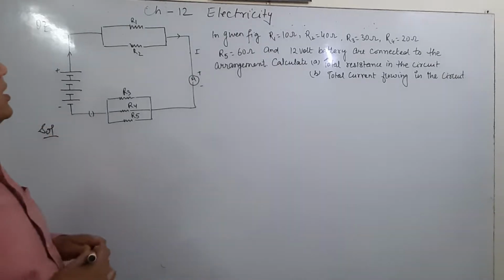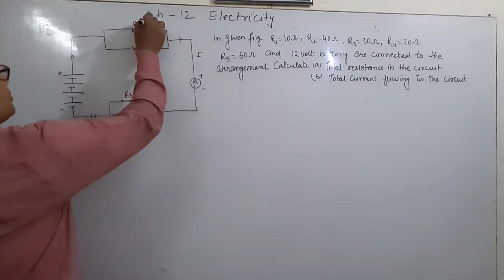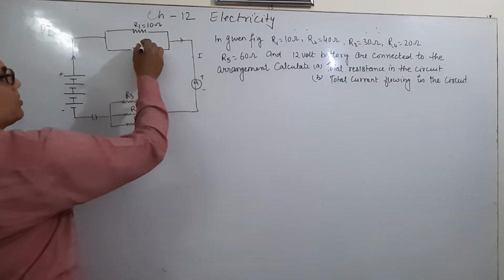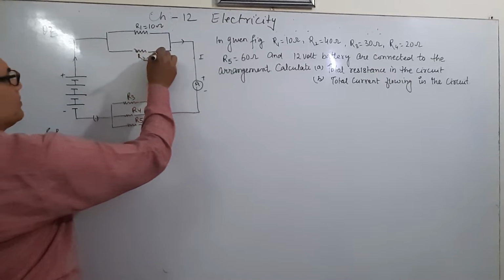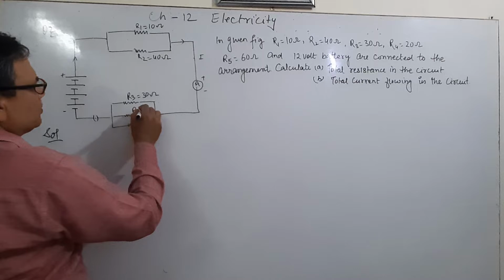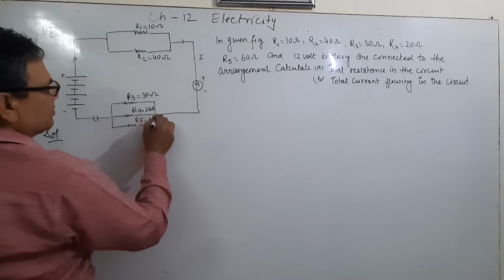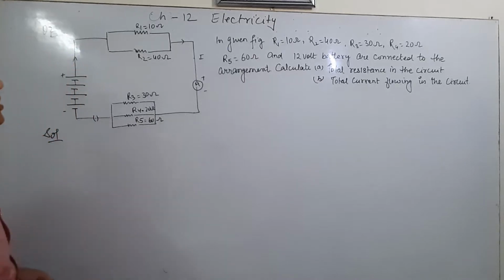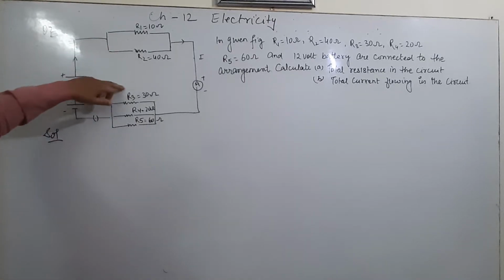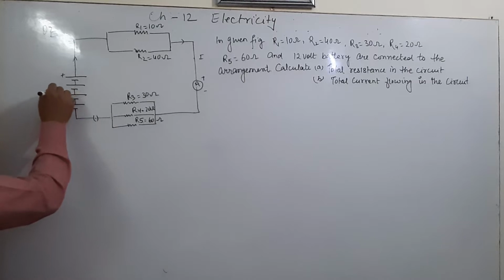Solution. In given figure, R1 is 10 ohm, R2 is equal to 40 ohm, R3 is equal to 30 ohm, R4 is equal to 20 ohm, and R5 is equal to 60 ohm. The resistances R1, R2, R3, R4, R5 are connected to this battery of 12 volt. This is the 12 volt battery.